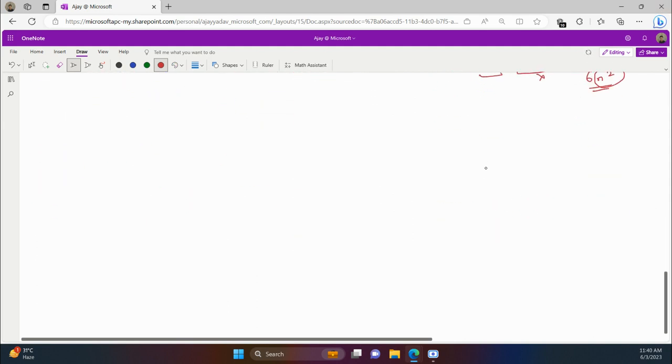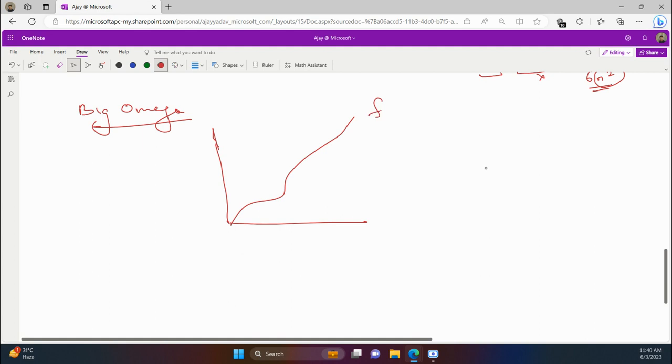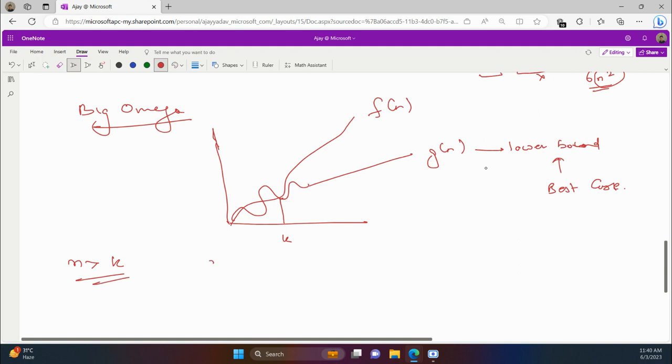Now moving to another notation, that is the big omega. Somewhere here is your f(n), and somewhere this is g(n). The previous notation that we talked about, Big O, gives you the upper bound. This notation gives you the lower bound, and the lower bound represents your best case. And here, for n greater than k, your f(n) should be greater than or equal to c times g(n). It is represented like this, omega of g(n).